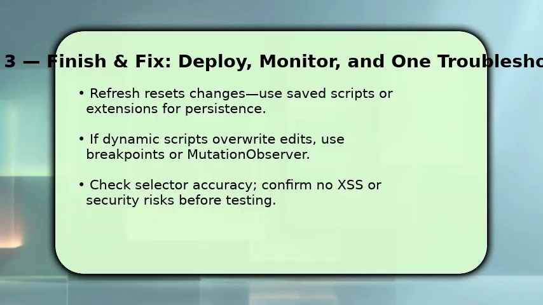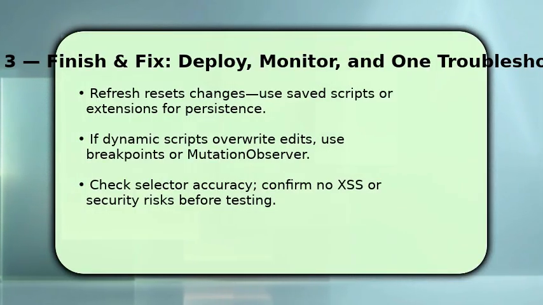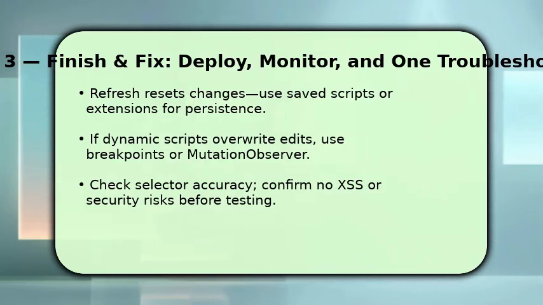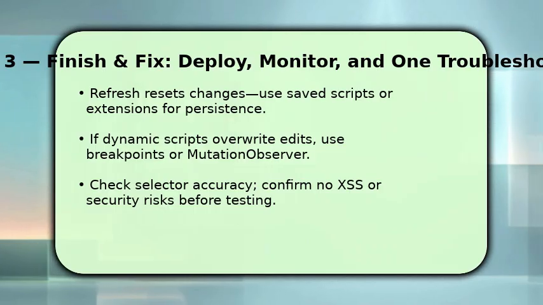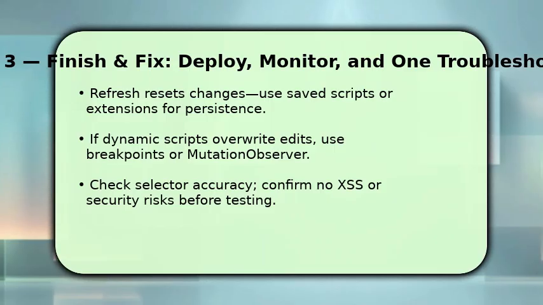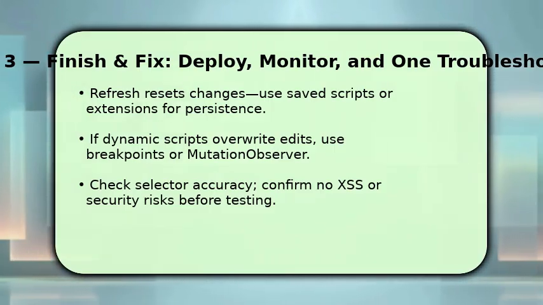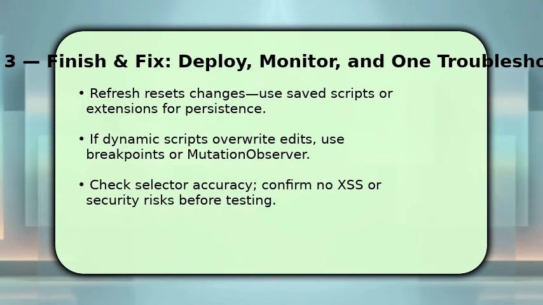If the site's JavaScript immediately overwrites your edit, set a DOM breakpoint on subtree modifications, or use the console to inject a mutation observer or a small script that reapplies your value. If that still fails, confirm your CSS selector or node reference is correct and not targeting a template. One troubleshooting tip: if edits vanish instantly, pause script execution with the debugger to make a stable change.